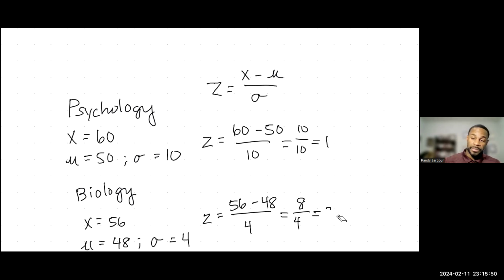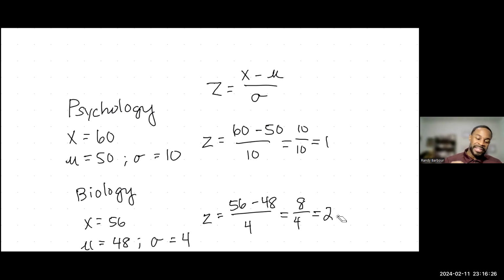Okay, so given the information that we've been provided, he scored a 60. The average score for that exam was 50, with a standard deviation of 10, meaning that there was a lot of variance in that exam. People scored all over the place, right? However, for the biology test, the standard deviation was 4, so there wasn't as much variance as in the psychology test. He actually scored a lot higher in comparison to everyone else in the exam. So he scored 2 standard deviations above the mean in the biology test, and only 1 standard deviation above the mean for the psychology test.